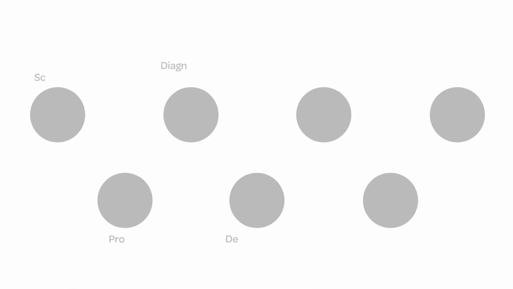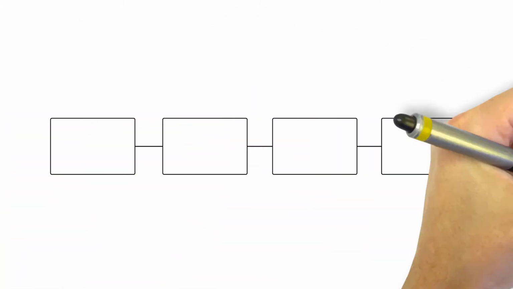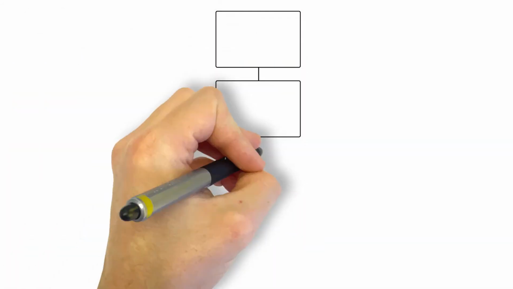Phase 4. Development. In this phase, the pathway is developed based on the objective information and the predetermined objectives of the screening and the diagnostic and objectification phase. During this phase, the team will possibly have to redefine the patient group and the time frame based on knowledge obtained in the previous phase. During the development phase, the pathway gets not only designed, but also practically developed.